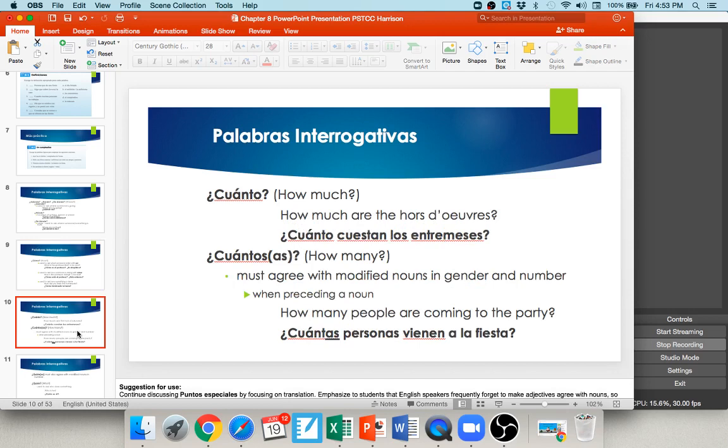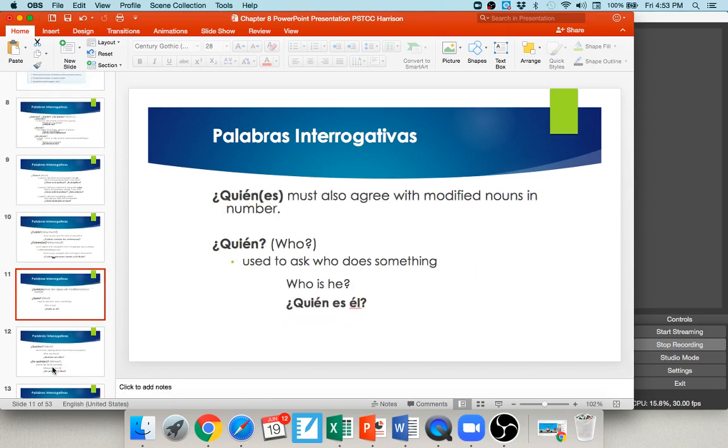Also, we have ¿cuánto and cuántos? When used by itself, ¿cuánto means how much? Like ¿cuánto cuestan los entremeses? How much do the hors d'oeuvres cost? ¿Cuánto cuestan? But cuántos or cuántas usually communicates how many. So ¿cuántas personas vienen a la fiesta? How many people are coming to the party? Notice cuántas agrees with personas, both of which are feminine plural. So cuántas personas vienen. Okay, some other interrogative words that are very popular.